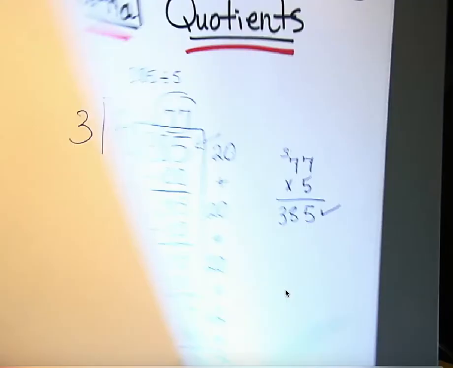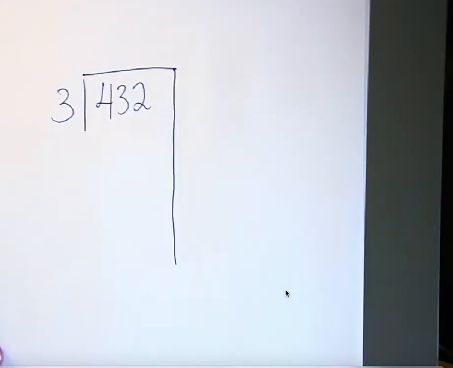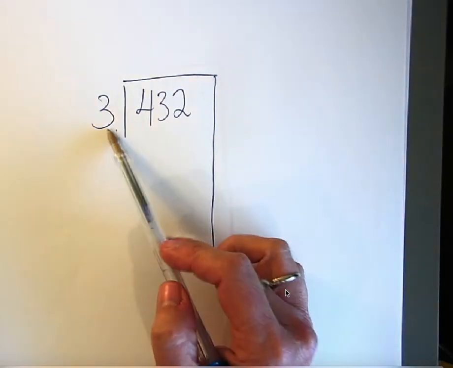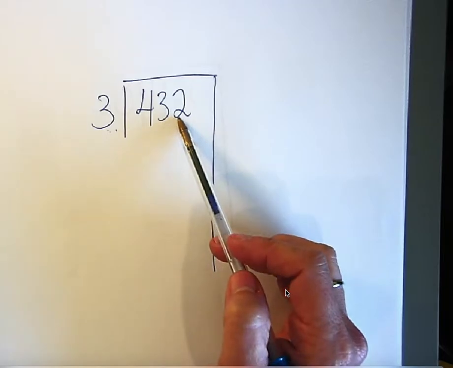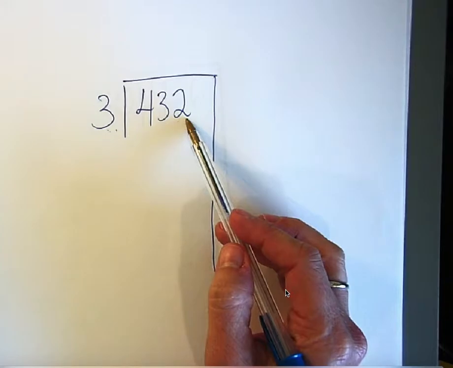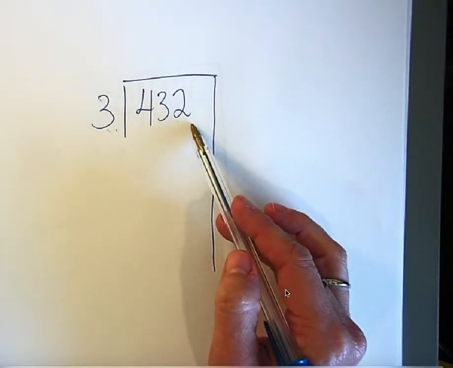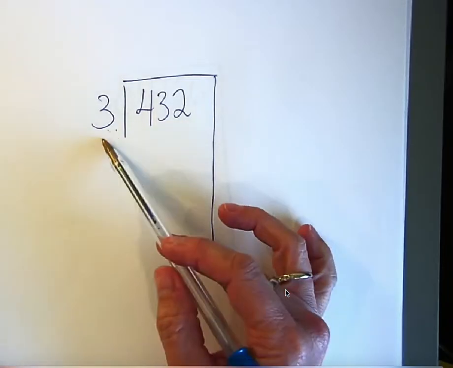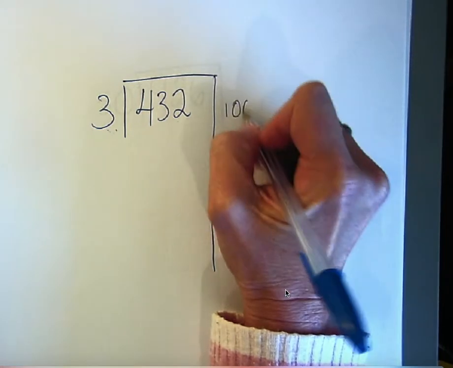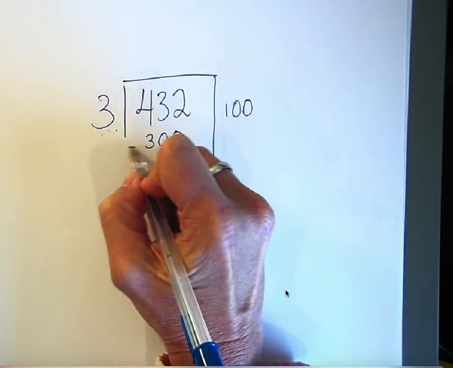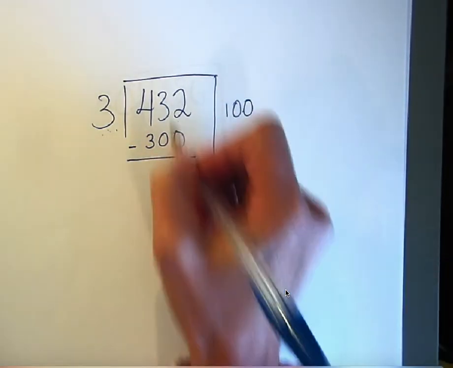Okay, we're going to try another problem. So now I'm going to work with 342 divided by 3. And again, I want to try to get a high number so I can start getting this number down. Well, it's nice to be able to work with like 5s and 10s and 100s. So I think I'm going to try 100 because I know that 100 times 3 will give me 300. And then I subtract.